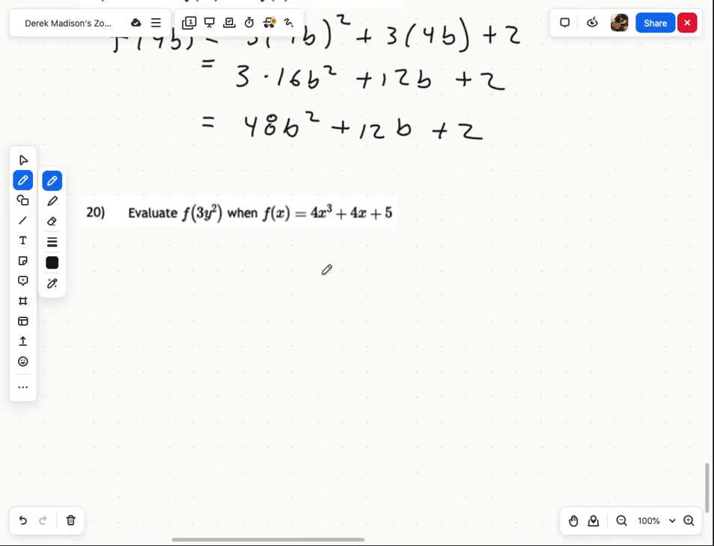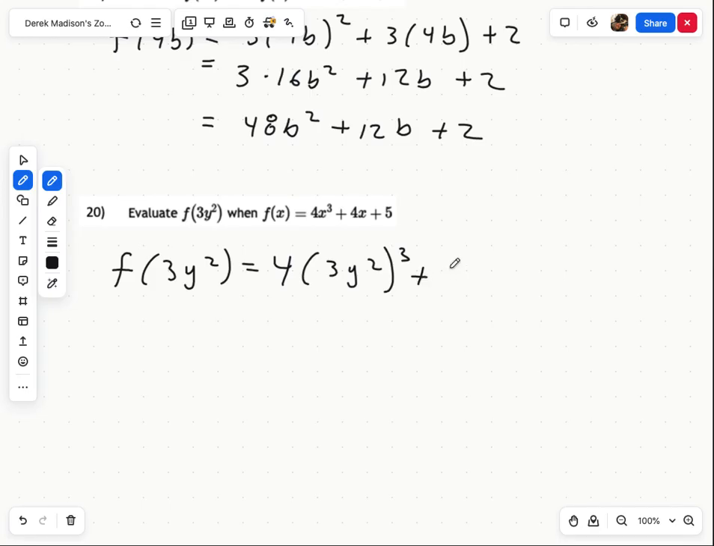And then this last example, we're evaluating this function at 3y squared. So that just means everywhere there's an x is now going to be a 3y squared. So f of 3y squared equals 4 times 3y squared cubed plus 4 times 3y squared plus 5. So cleaning this up, we'll have 3 cubed is going to be 27. Y squared cubed, so that's y squared, y squared, y squared, so that's y to the 6th.